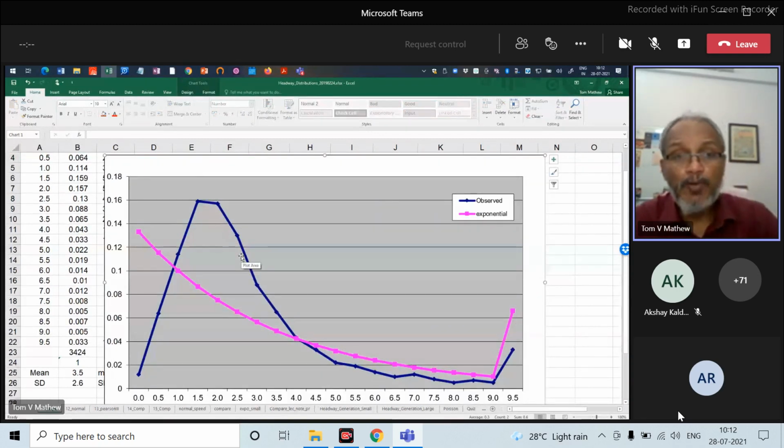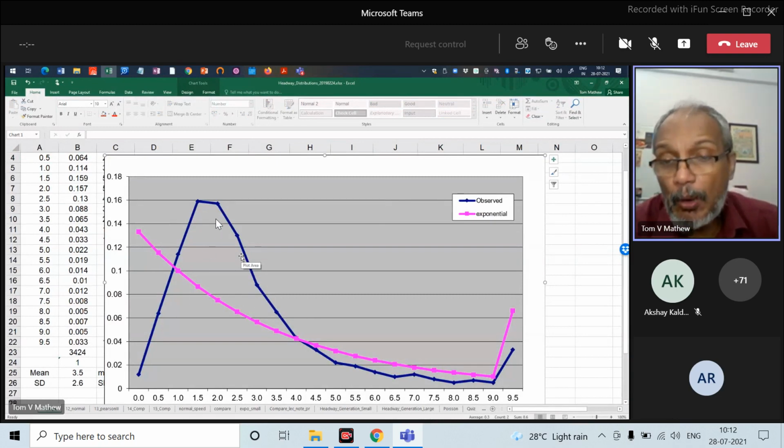So what you see in the blue line is an observed plot, and what you see with the pink line is that is fitted with an exponential distribution.